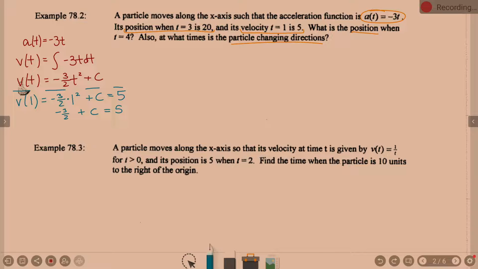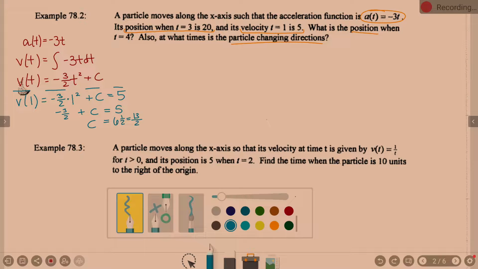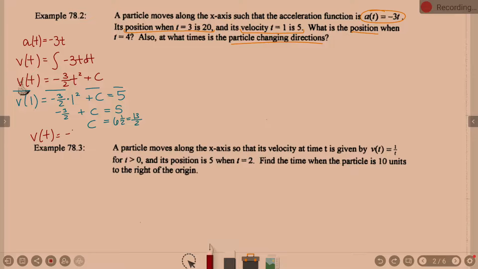And 5 plus 3/2 is, okay. My brain was going 6.5. My brain just hadn't made it that far yet, so I agree. It is 6.5, but realize 13/2 is going to be the more appropriate way to express your answer within an equation. So what is my velocity equation? It's negative 3/2 t squared plus 13/2. It's my velocity equation, right?